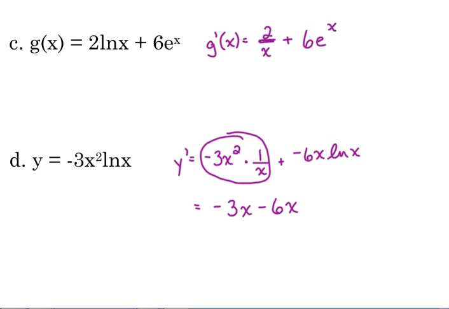That would be minus 6x natural log of x. And they probably would factor out the negative 3x in this case. So that would be negative 3x times 1 plus 2 natural log of x.